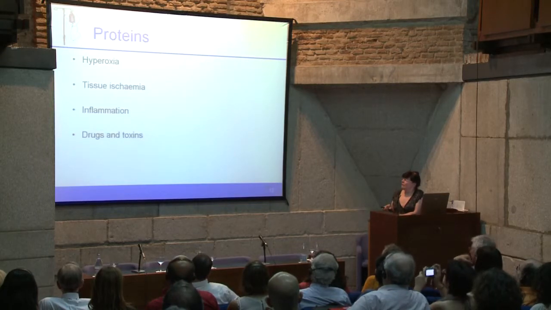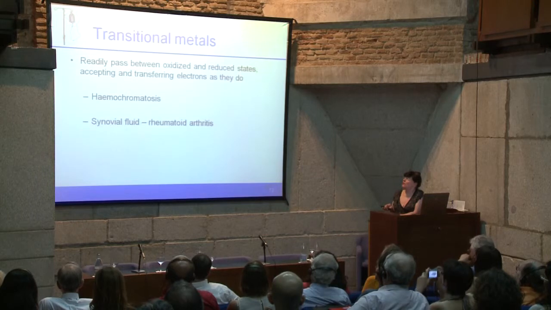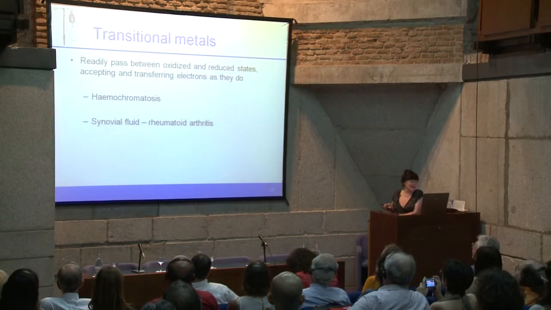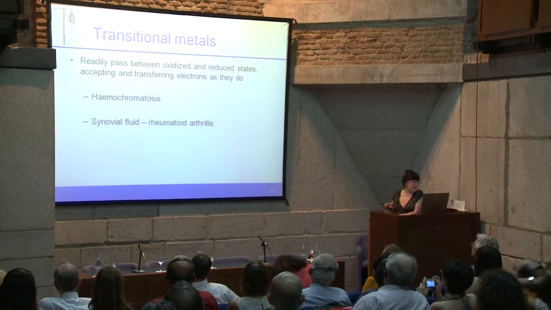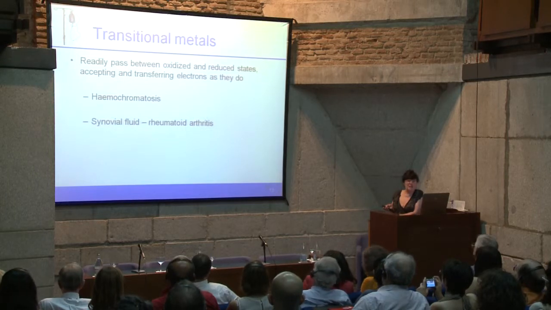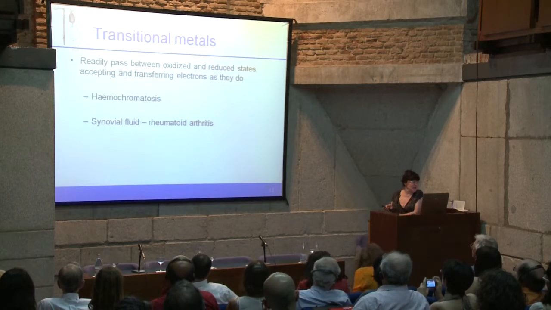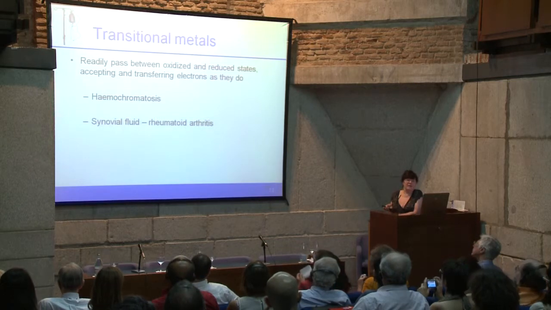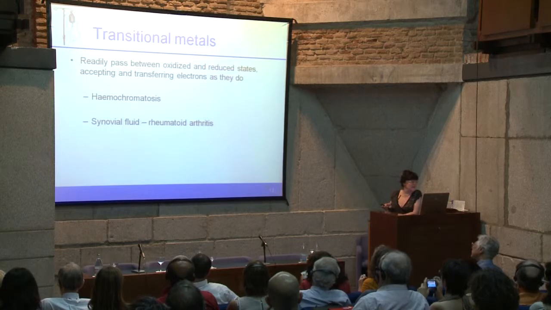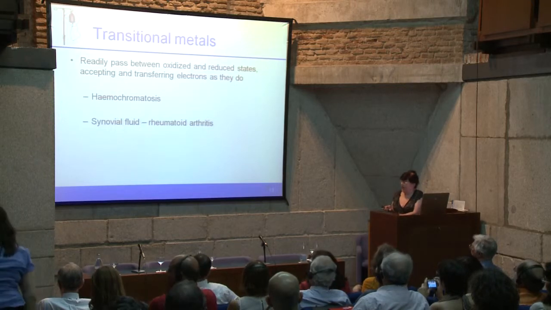So I mentioned hyperoxia, tissue ischemia, inflammation, drugs and toxins can all alter the proteins. And transitional metals are also a problem. They readily pass between the oxidized and reduced states, and they accept and transfer electrons as they do. In particular, they're a problem in the condition called hemochromatosis, which is where there is extra iron which collects in the tissues, and it'll collect in all the joints, and in tissues like the liver and the pancreas, also in synovial fluid in conditions like rheumatoid arthritis.